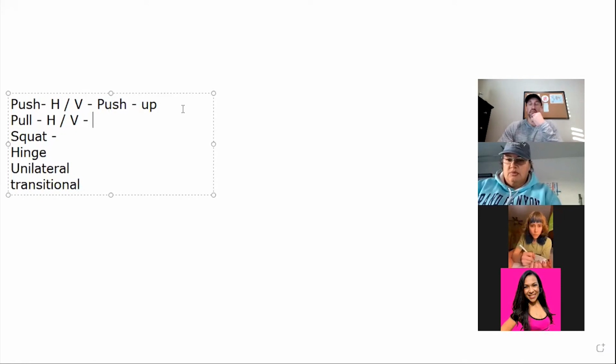TRX pull. Bent over row. Okay, so we have a bent over row, TRX pull. Those are all fine. Do you have a lat pull down machine?